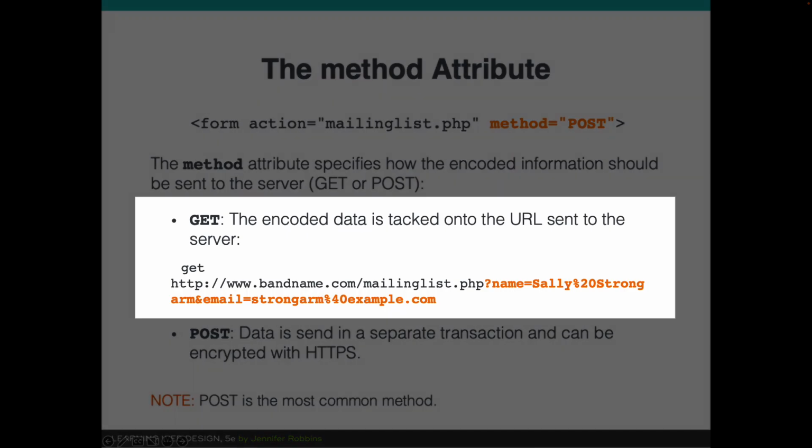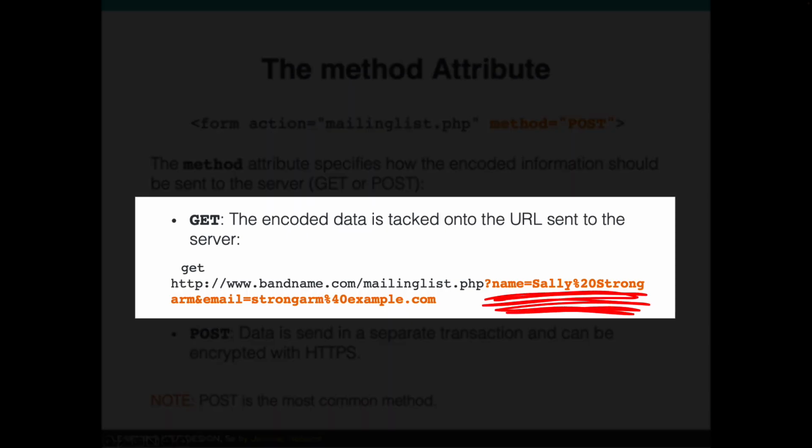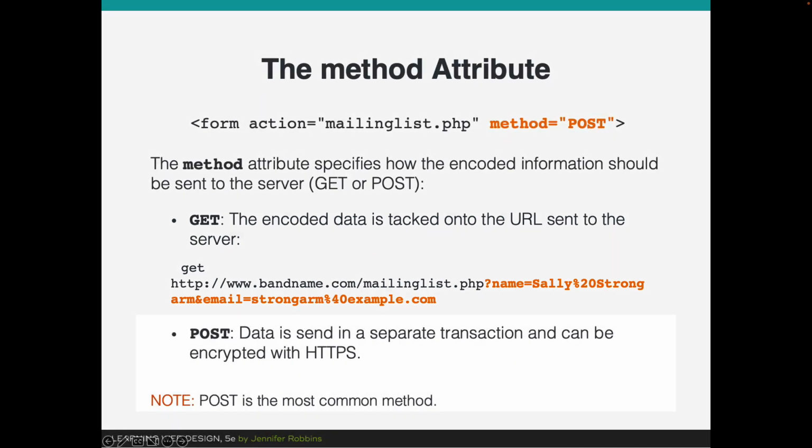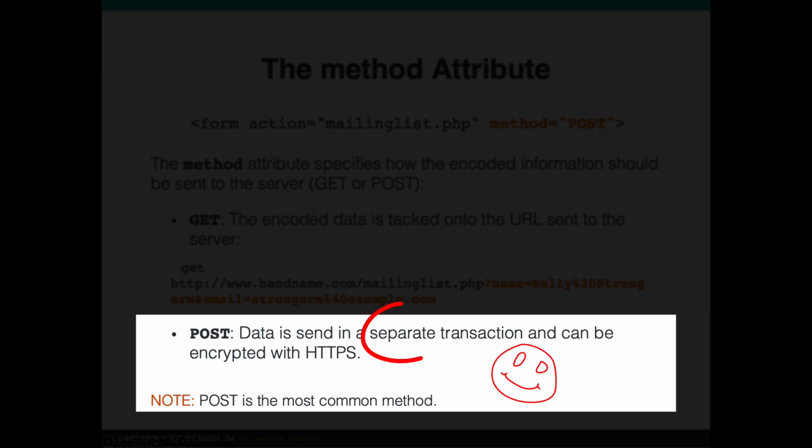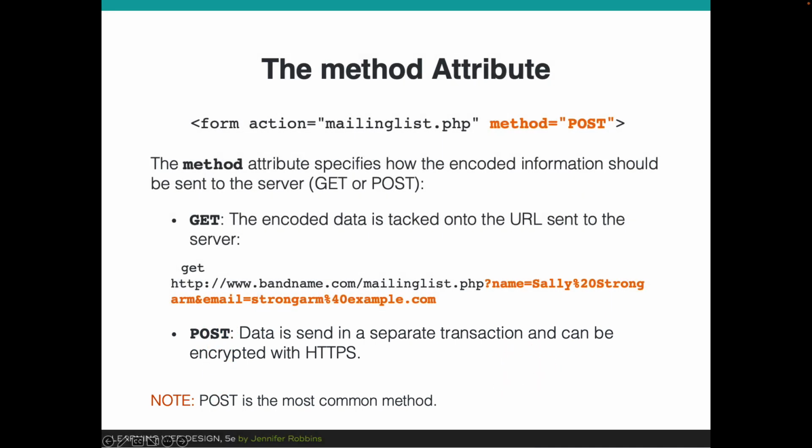If we're using the get method, then the encoded information is just added to the end of our URL, so you can see all of the information. Imagine if you had a password typed into the password field. Not very secure. With the post, everything gets sent separately, it's encrypted, so it's a lot more secure. And post is the most common method that's used when setting your method attribute. For our course, we are always going to use the post method.